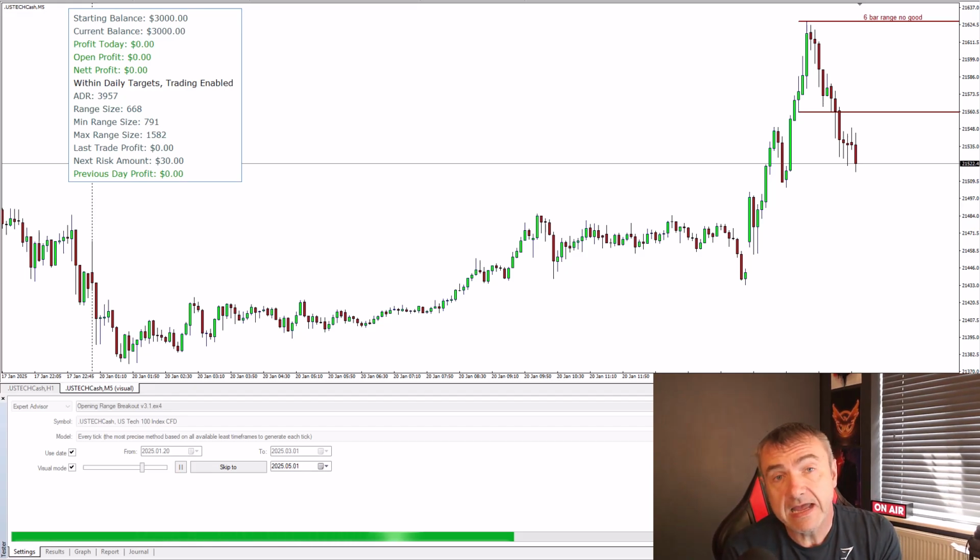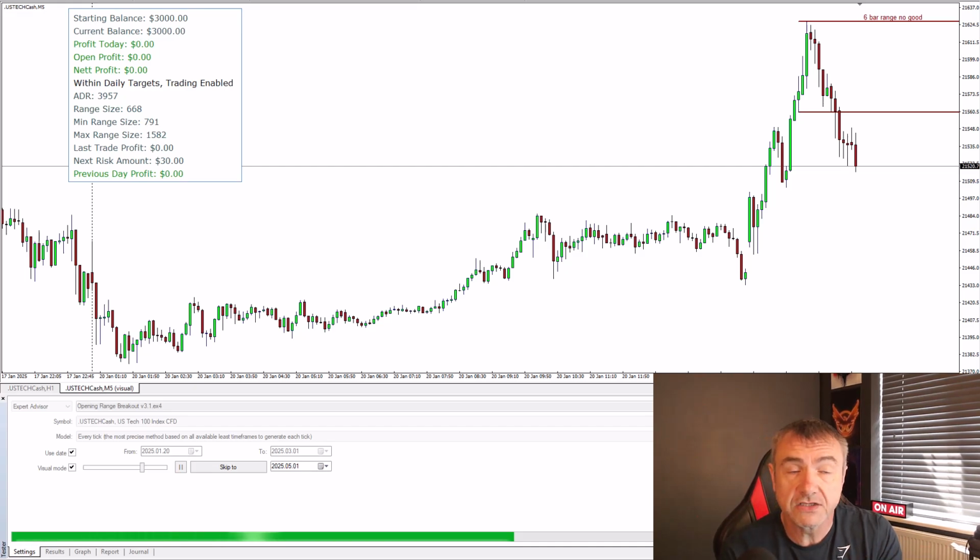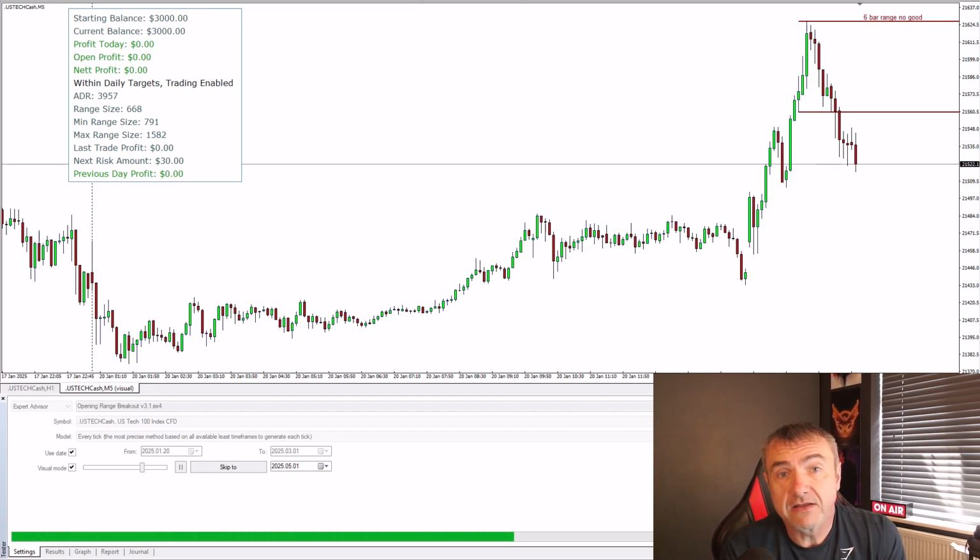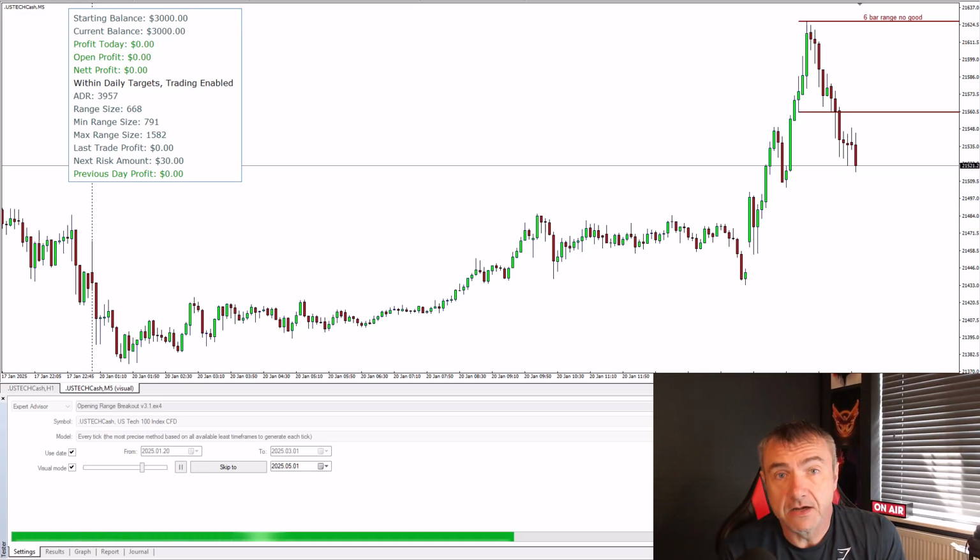So the new version of the EA has lots of new settings in it, which means that you can now trade on either 1 minute charts, 5 minute charts, 15-minute charts, in fact, any time frame you like on any index you like, and it's completely configurable. So let's get into it and have a look at the EA in detail.